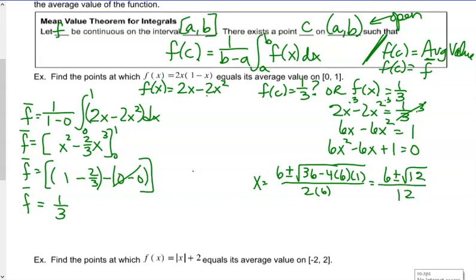Okay? Now, here, remember, c has to be in my interval. So c has to be between 0 and 1 in the open interval. So I want to check these values to see whether or not I end up having both values be within a, b, or just one. So you can plug these into your calculator. Go 6 plus root 12 over 12. That will give me 0.789. And then if you do 6 minus root 12 over 12, you're left with 0.211. Notice the decimal values of those are both within the interval. Therefore, you do have two c values at which that rectangle value is equal to the average value.